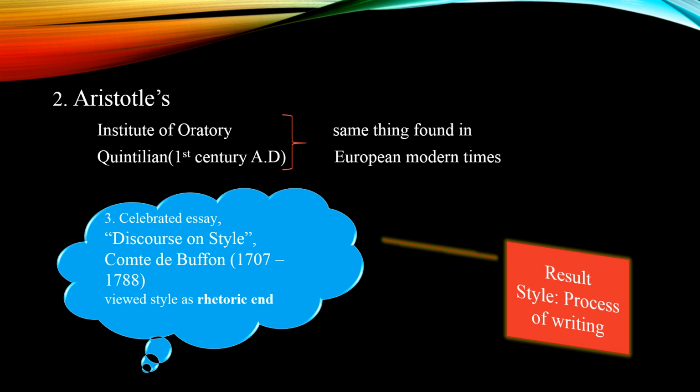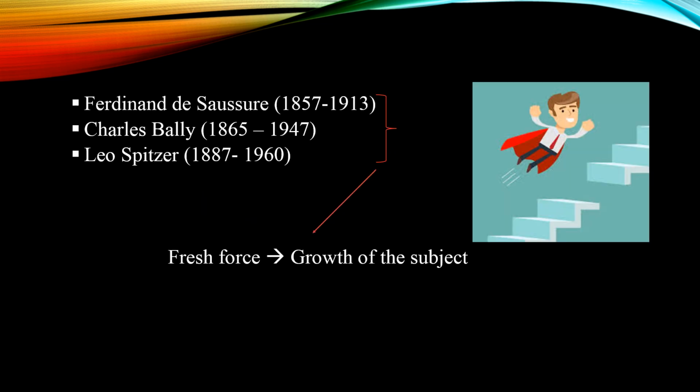On seeing the result of this work, this is the process of writing, how to write. The discourse on style is to project the views and ways, the usage of style. So this is an initiation of the book which showed the process of writing. Next to Aristotle, we find the linguists Ferdinand de Saussure, 1857 to 1913, Charles Bally, 1865 to 1947, and Leo Spitzer, 1887 to 1960s.